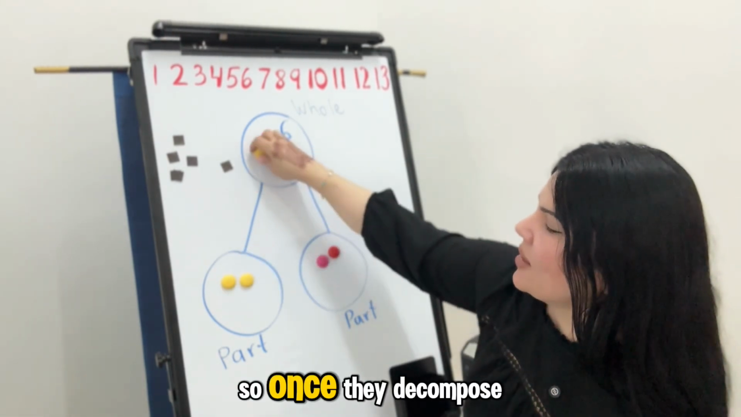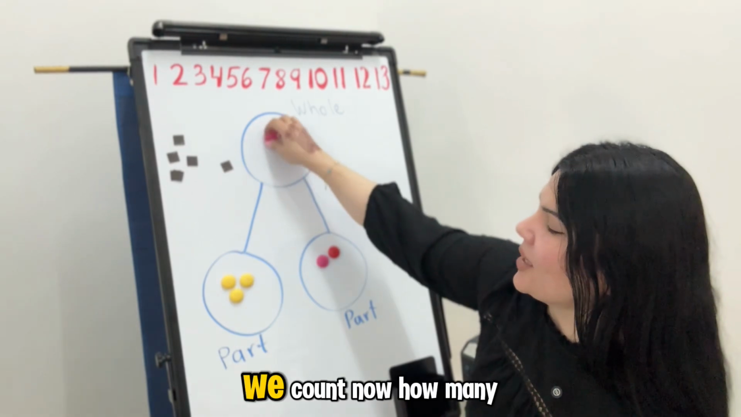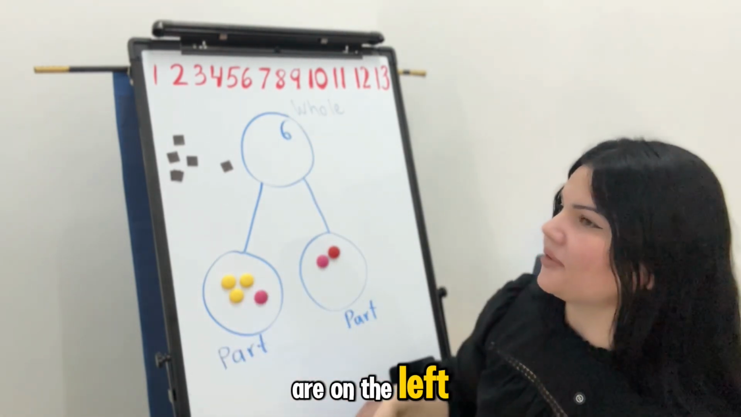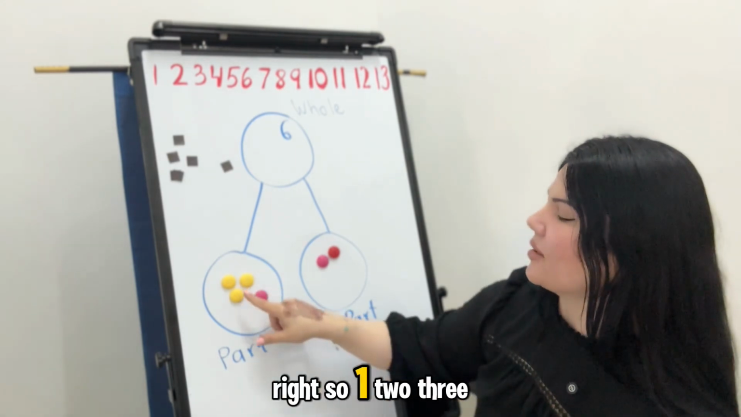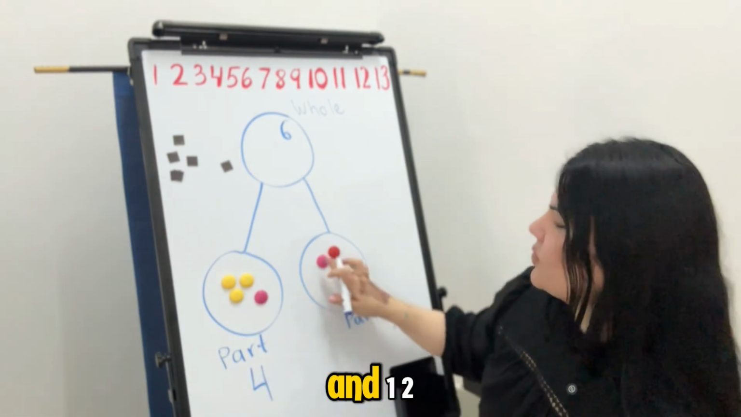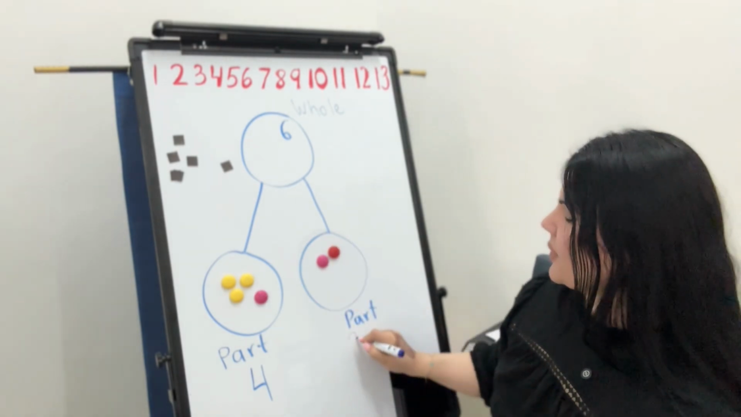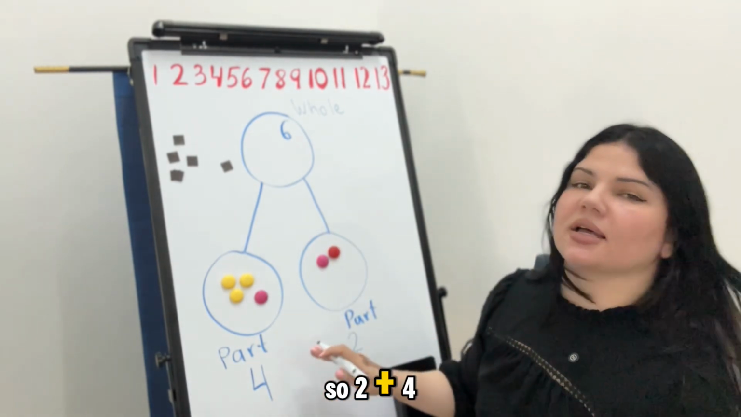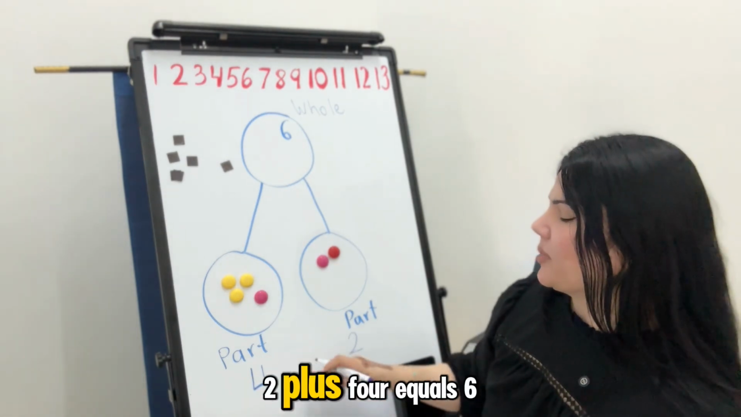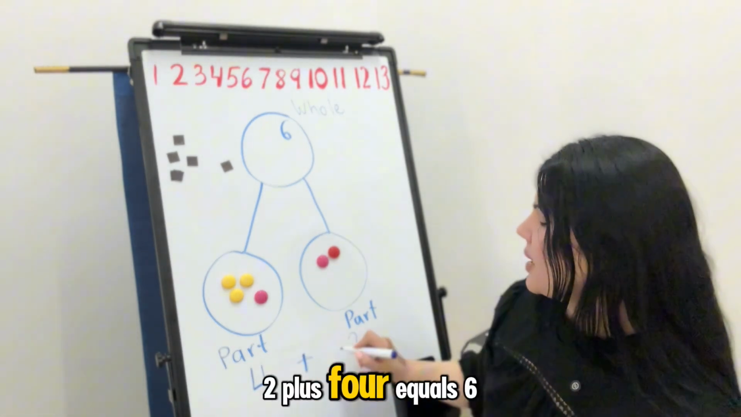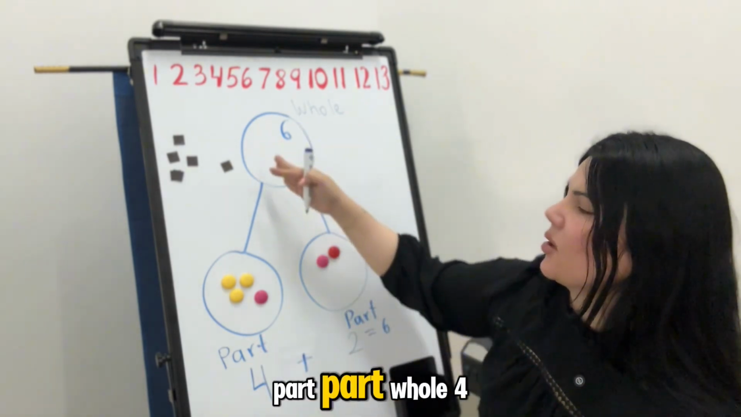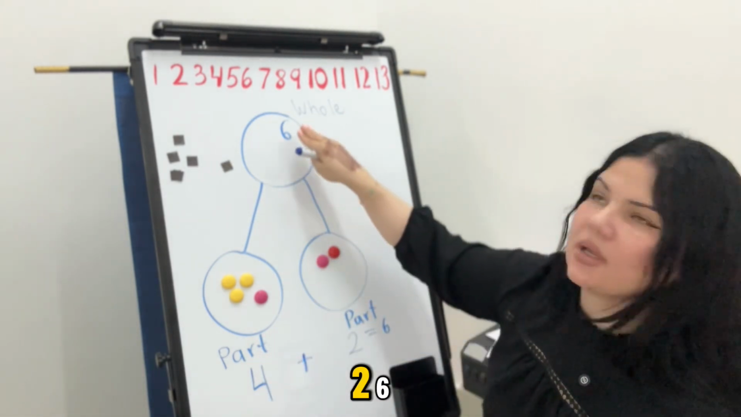Once they decompose, we count now how many are on the left, how many are on the right. So 1, 2, 3, 4. And 1, 2. So 2 plus 4, then I would ask them to write a number equation. 2 plus 4 equals 6. Part, whole. 4, 2, 6.